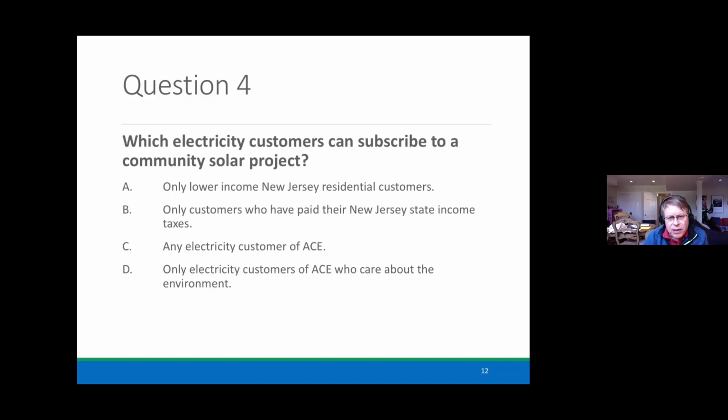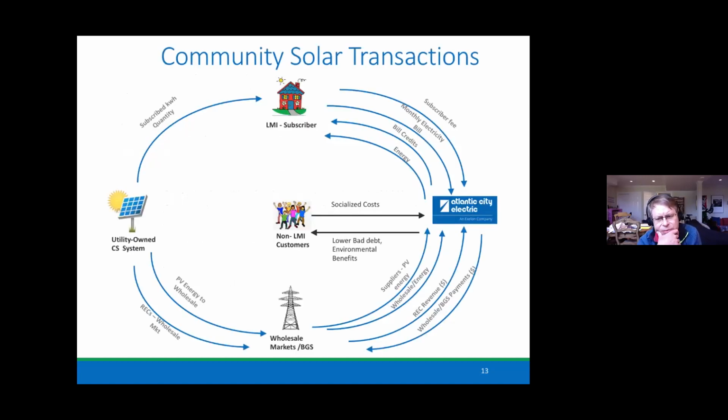I have a slide that shows you this in some complexity, and I'll walk you through it. If you start with this system over here, this is a community solar array. In this case, we marked it as utility owned, but right now they're all private in New Jersey. Basically, we've sold a portion of the energy from this community solar facility to this low and moderate income customer subscriber who lives in this nice house. That customer then pays a subscriber fee to the developer. In this case, it was Atlantic City Electric.